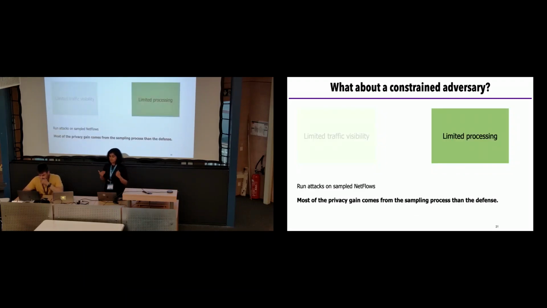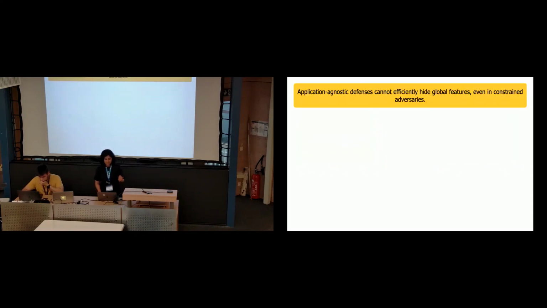And we also did this for limited processing, where we did the attack against sampled NetFlows instead of individual packets. And basically, the conclusion of this attack is that most of the privacy gain actually comes from the limitations of the adversary, but the defense itself does not really add any benefit. And this is mainly because application-agnostic defenses are failing to hide global features.